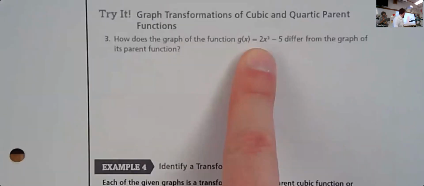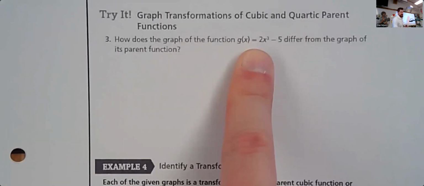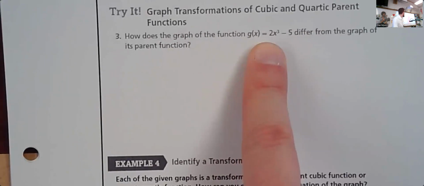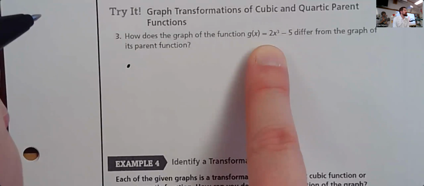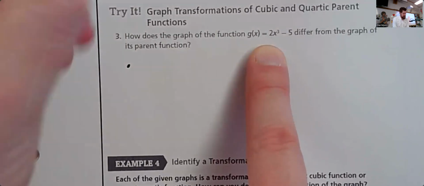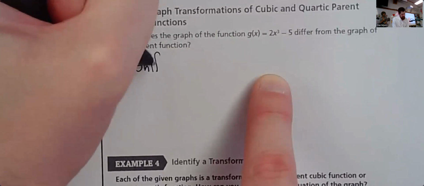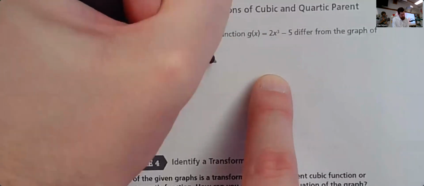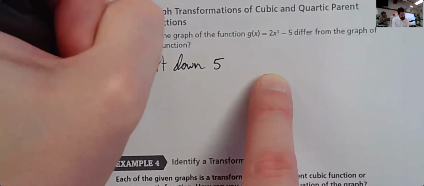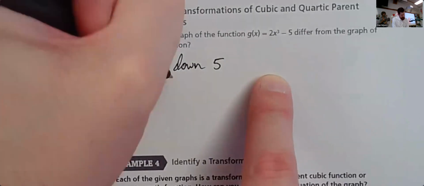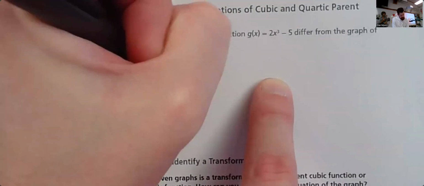Let's talk about this one real quick. Somebody give me one of the transformations on number 3. Somebody give me a transformation on number 3 here. Shift down 5. Okay. And what else? Yep, vertical stretch. Factor of 2. Nice.